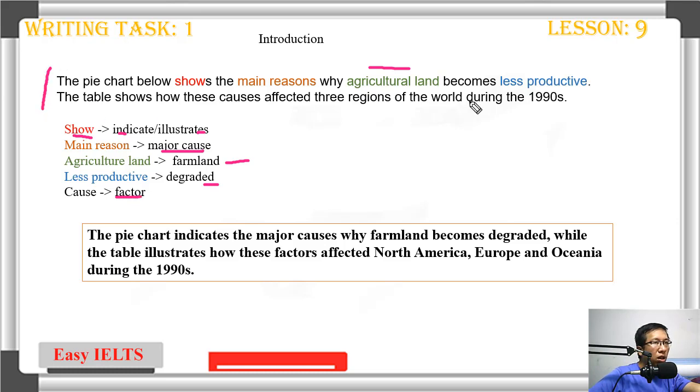So we're going to turn the topic into the introduction. The pie chart indicates the major causes why farmland becomes degraded, while the table illustrates how the factor affected North America, Europe, and Oceania during the 1990s. So this is the introduction.